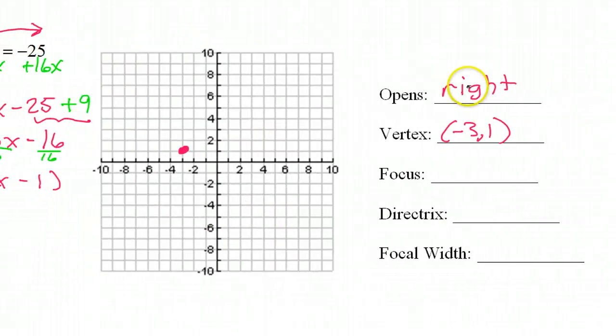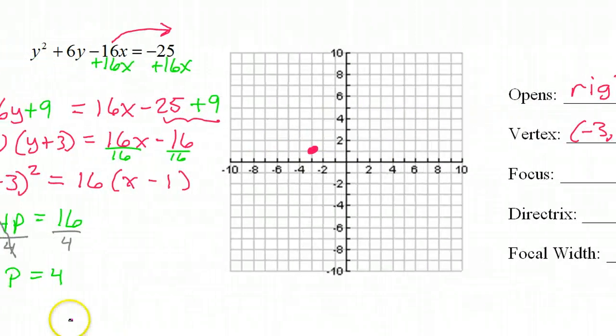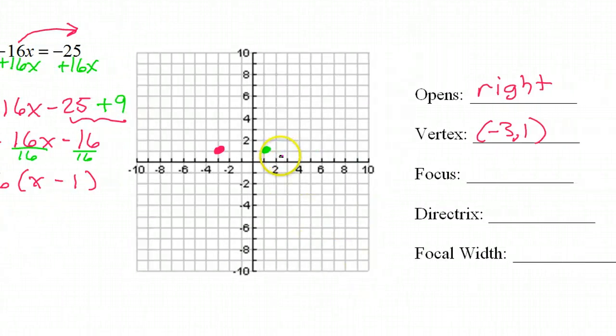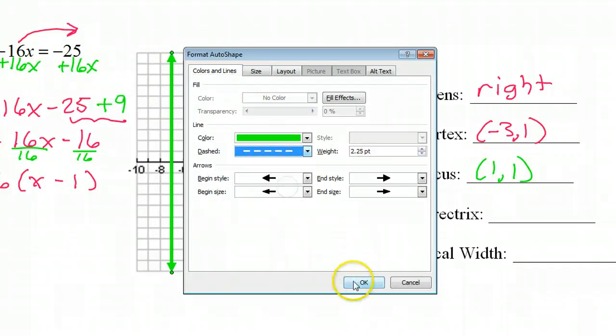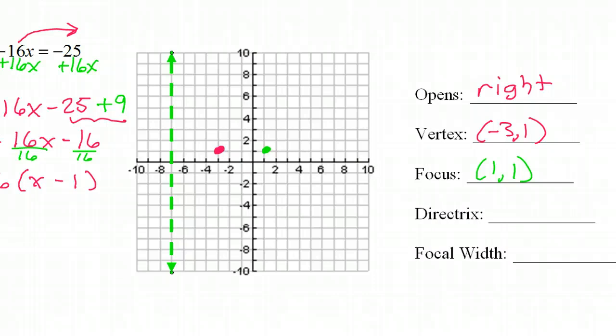Now, I knew this was going to open to the right. So now that I know that p is 4, that tells me to go 4 to the right of the vertex. So that's going to put my focus right here. The coordinates of that focus are 1, 1. Now the directrix should be the same amount in the opposite direction. So if I go 4 to the left, then my directrix should be right here. Okay, so the equation of that directrix: a vertical line is always going to be x equals a number. In this case, x equals -7.